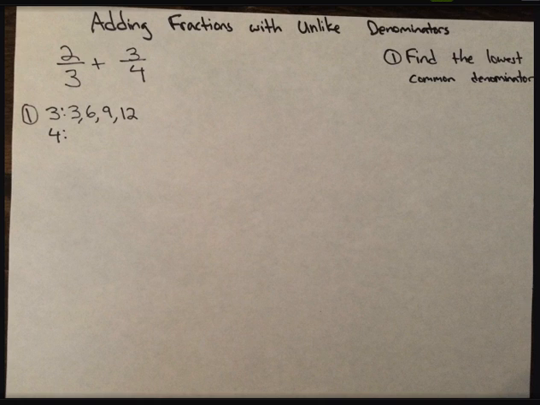3, 6, that's not a multiple of 4. 9, not a multiple of 4. 12. 12 is a multiple of 4 because you can multiply 4 by 3 to get to 12. So at the bottom, I'm going to write all the multiples of 4 to get to 12 just to double check my work. 4, 8, 12.